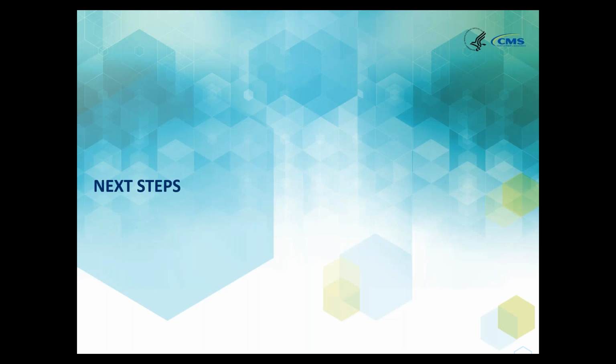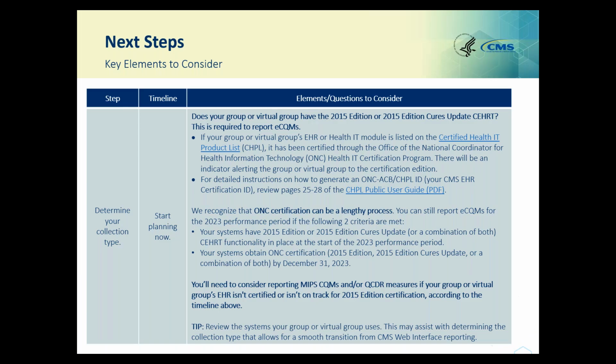Now I'm going to discuss the next steps that you'll want to take, which will include key elements to consider and timelines to also consider. Next slide, please. The first step is to determine your collection type, in which you will want to start planning right now. The key elements to consider for this step include the following.